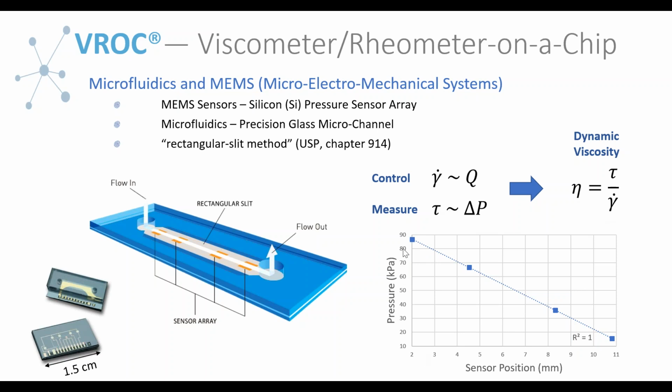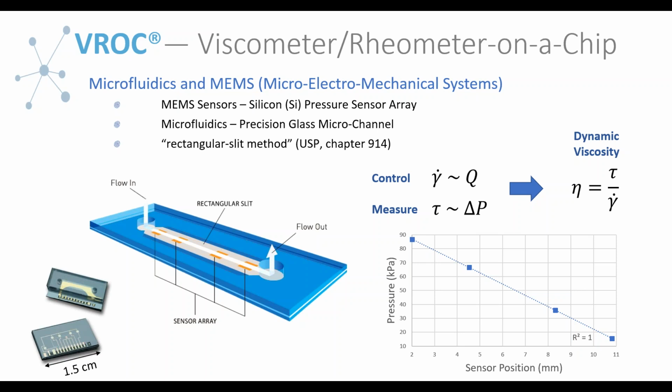And I just wanted to point out here, I've put a plot of pressure versus sensor position. And this is basically what we're measuring as the fluid is flowing through the microfluidic channel. And this is a situation where we have a fully developed, well-developed flow profile, uniform sample. Everything is going according to plan in this case. So what you have is this pressure drop across the channel.